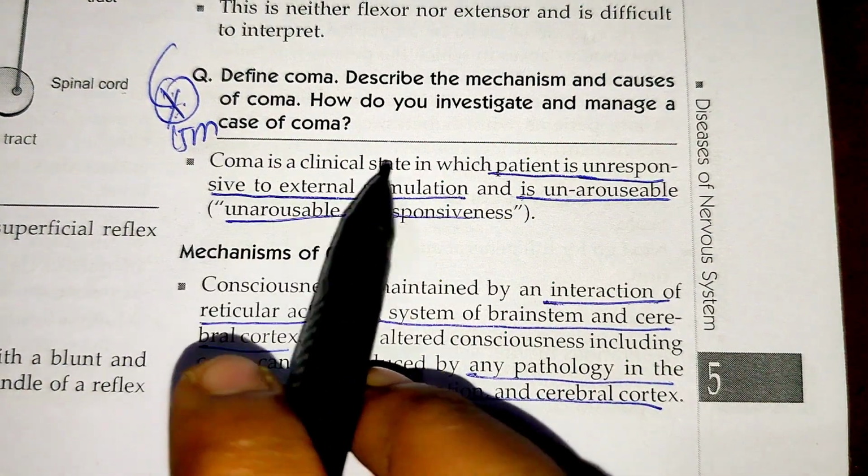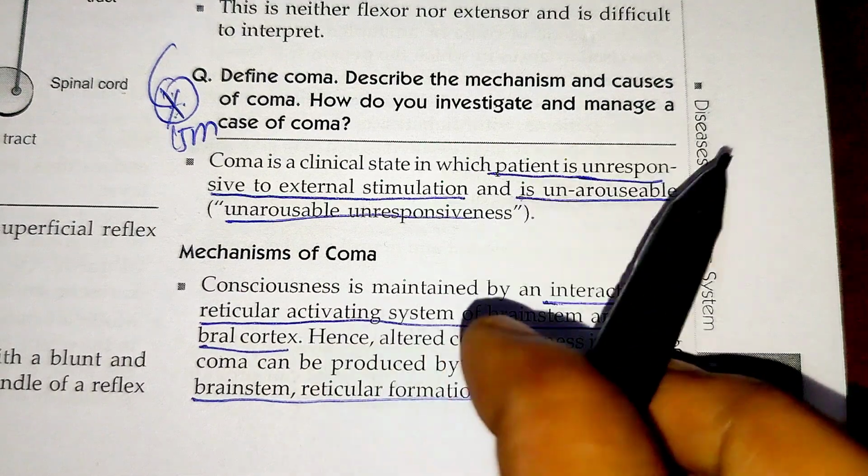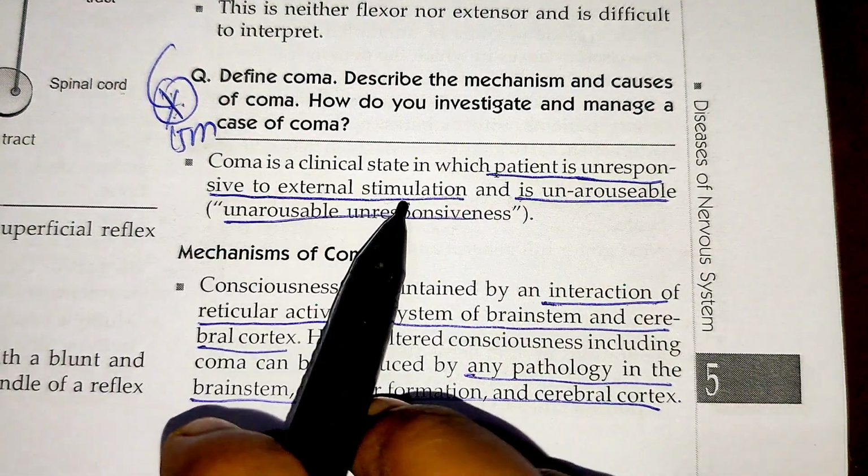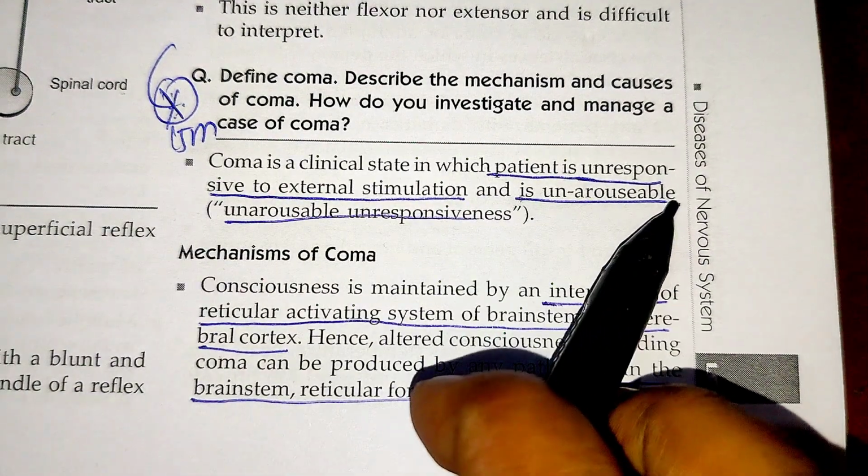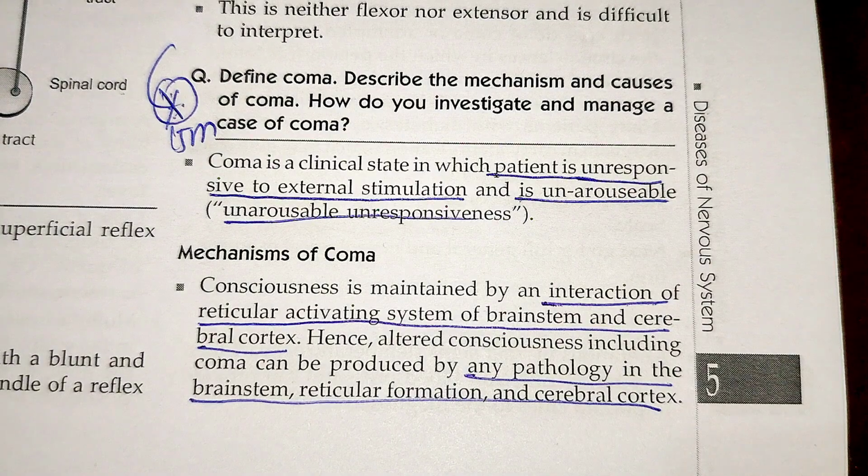Coma is a clinical state in which the patient is unresponsive to external stimulation and is unarousable, which means that for any kind of external stimulation, the patient will not respond. Also, the patient will not arise from the unresponsive state, which is said as unarousable.